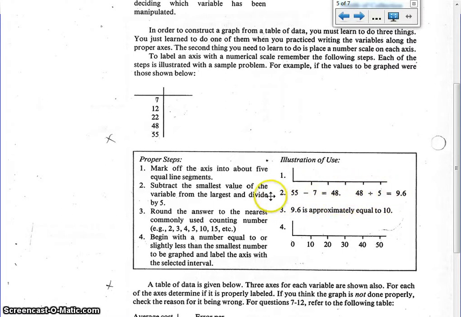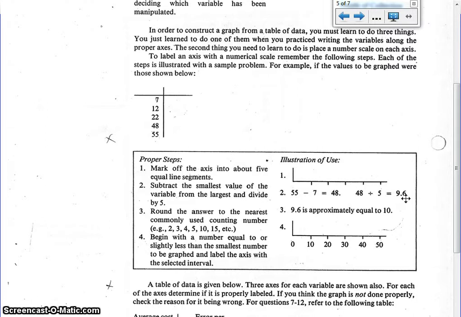Now when you did this, for example, on this up here, you take your highest number, which is 55. You subtract from your lowest number, which is 7. So you get 55 minus 7 is 48. You go 48 divided by 5, and you got 9.6. Well, 9.6 isn't a common rounding number. I mean, can you imagine trying to make a scale going every 9.6 units? That just wouldn't work out.